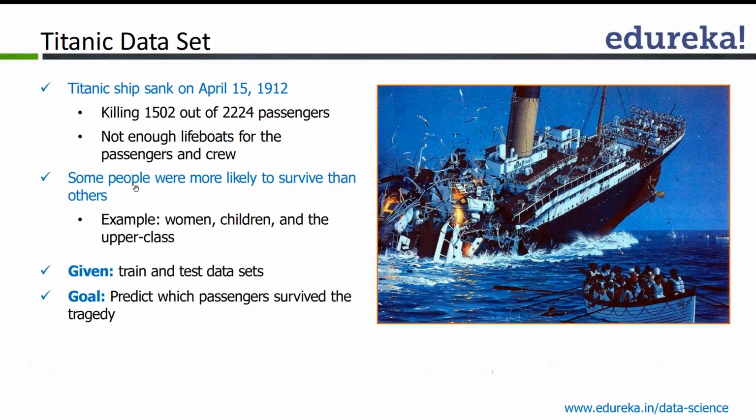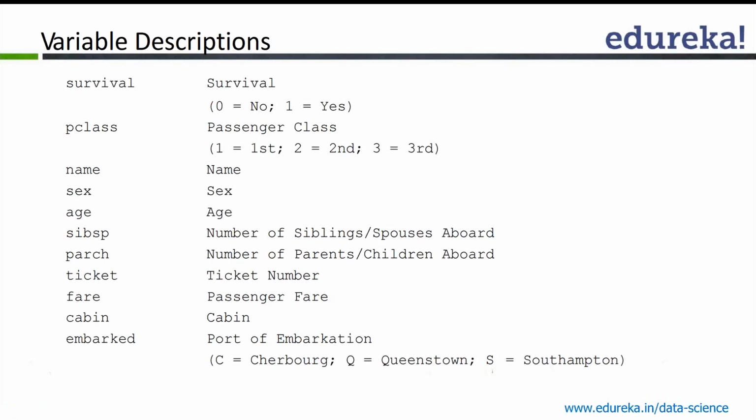Is that clear? The goal of the project? So these are different variables that are present in the data. Obviously, in order to build a classification model, you need some ground truth with some label information, okay? And the survival is essentially the label column.